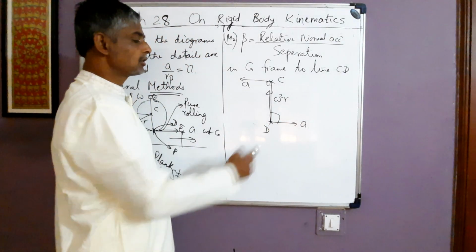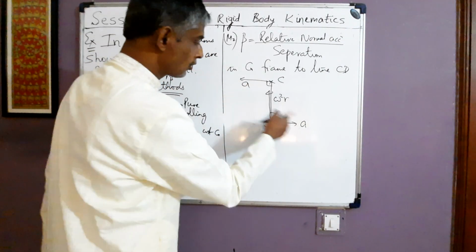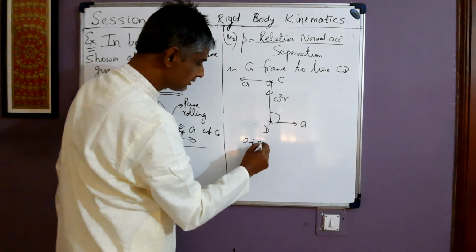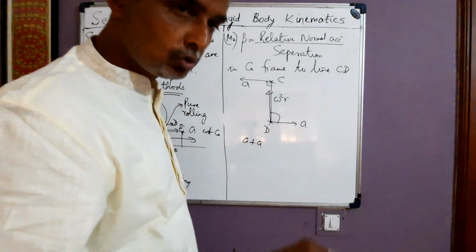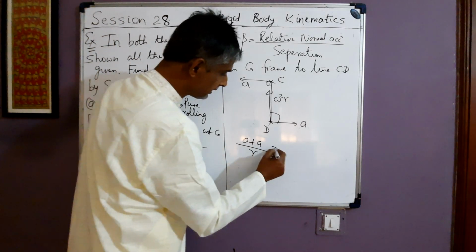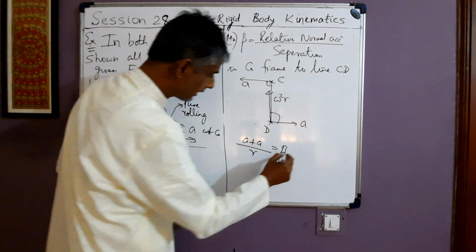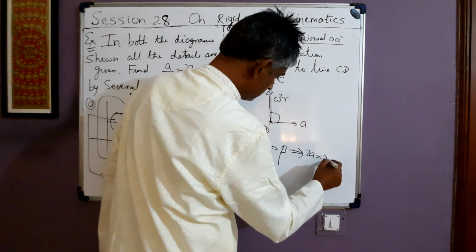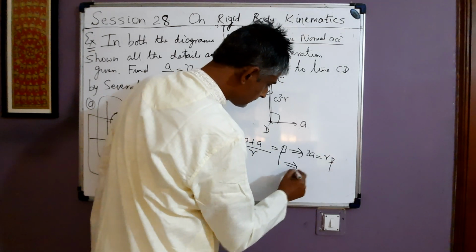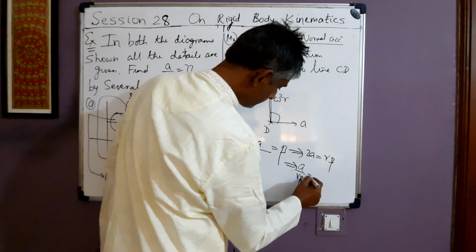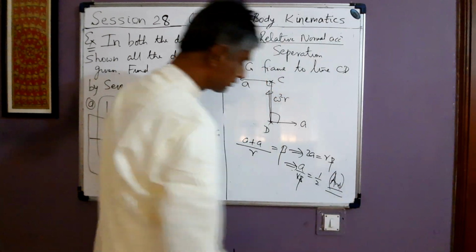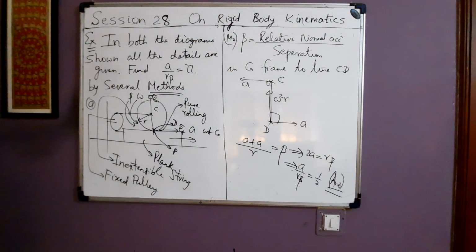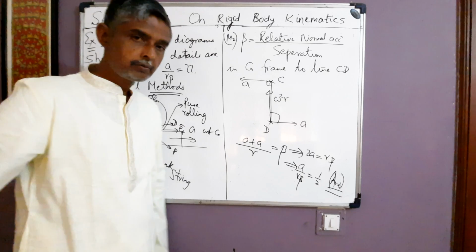So the relative normal acceleration of these two will be a plus a, because they are in opposite directions. From the theory of relative normal acceleration between 2 points by separation r, that is just beta. That means 2a is equal to r beta. So a by r beta is equal to half, and it is therefore the required answer. So one more question I have discussed. Okay, fine.